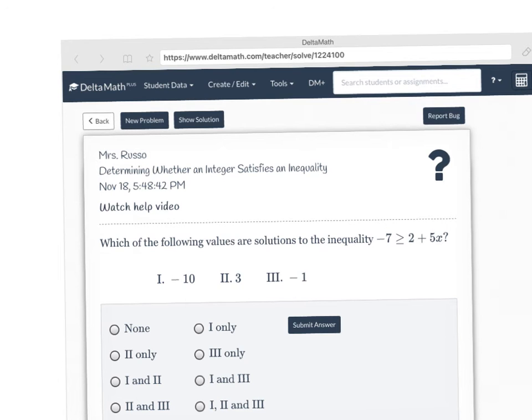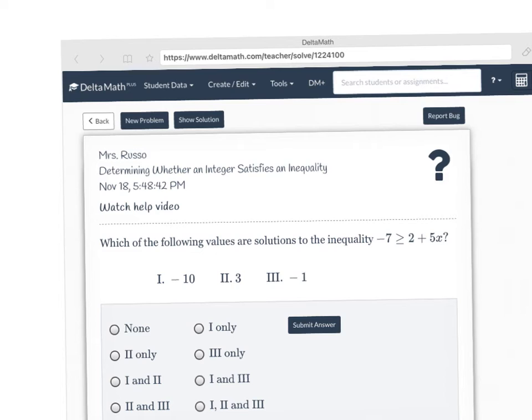So I want to show you the types of inequality problems you're going to have in your Delta Math homework tonight, all right? I believe this is due Tuesday night. First part says, which of the following values are solutions to this inequality? So they've given me 3 different values, and they want to know which of these are solutions. Is it none of them?